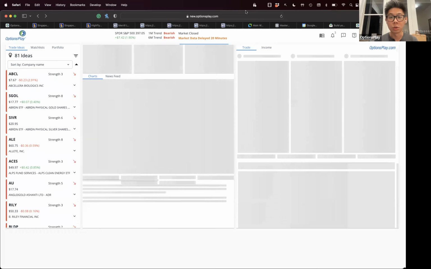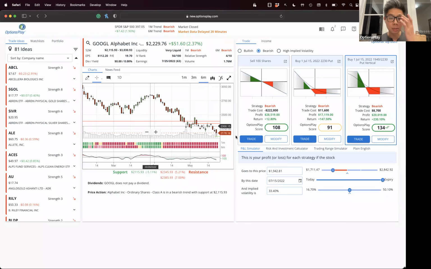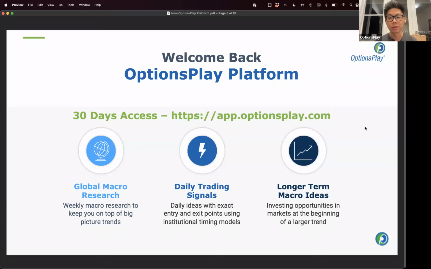You'll be able to access the new platform, which I want to spend a little bit of time showing you, making sure that you see how to access it and understand the different tools that are available to you within this new platform. But like I said, that's all available to you simply by logging in using the link here on your screen.